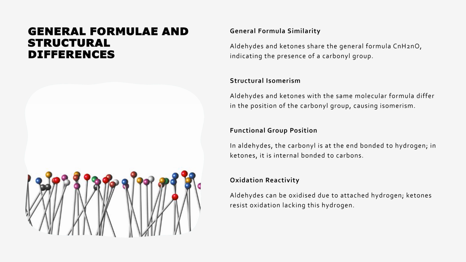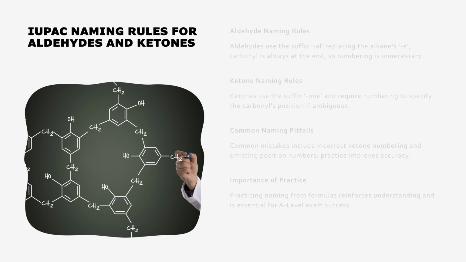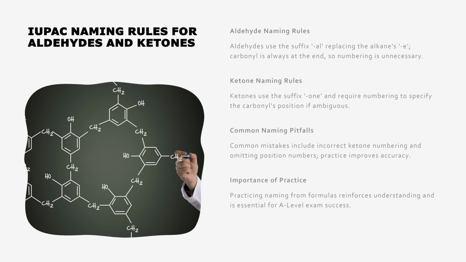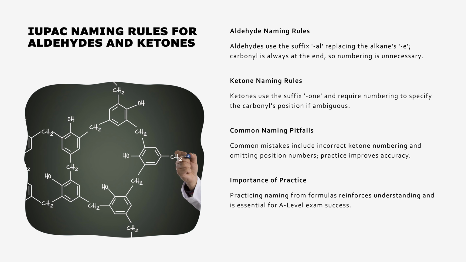Aldehydes are readily oxidized because the carbonyl carbon has a hydrogen attached, whereas ketones lack this hydrogen and are therefore resistant to oxidation under normal laboratory conditions. Aldehydes are named by replacing the final E of the corresponding alkane with the suffix -al. For example, ethanol becomes ethanal after oxidation.